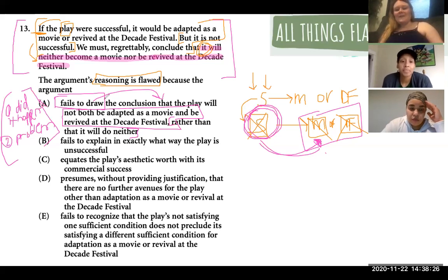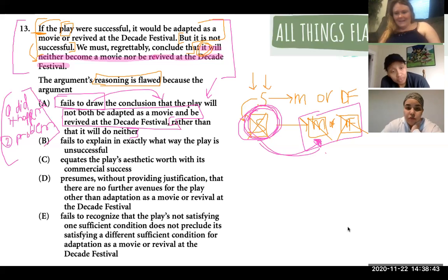This one on the test, I would not spend as much time as I just spent reading that to you, because in review, if I missed this question, it took a long time, I would really practice interpreting my answer choices. But for this one, I know what word I'm looking for, which is why I wouldn't spend a ton of time on it. B, fails to explain in exactly what way the play is unsuccessful.